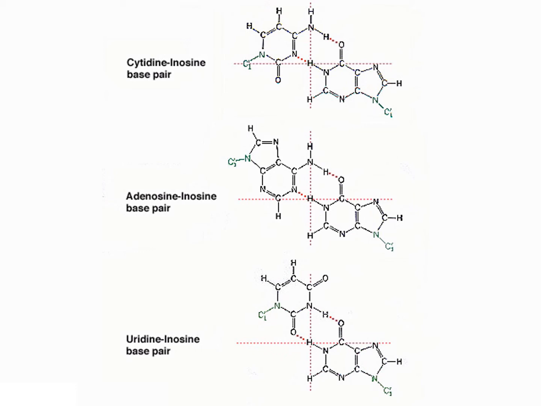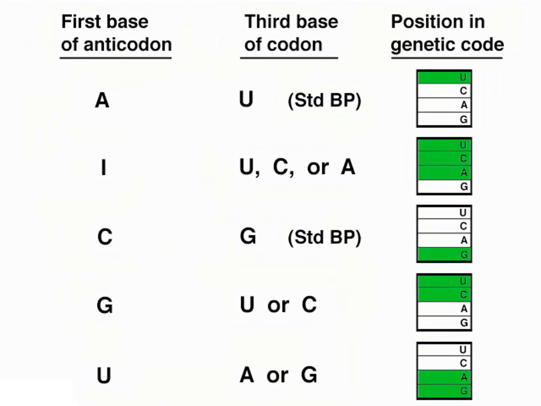So this is an example of when an inosine occurs in the 5' end of an anticodon: it can hydrogen bond with a C, an A, and a U via 2 hydrogen bonds. And here we see 3 examples of that. We have a CI base pair, an AI base pair, and a UI base pair. So these are the non-standard base pairings.